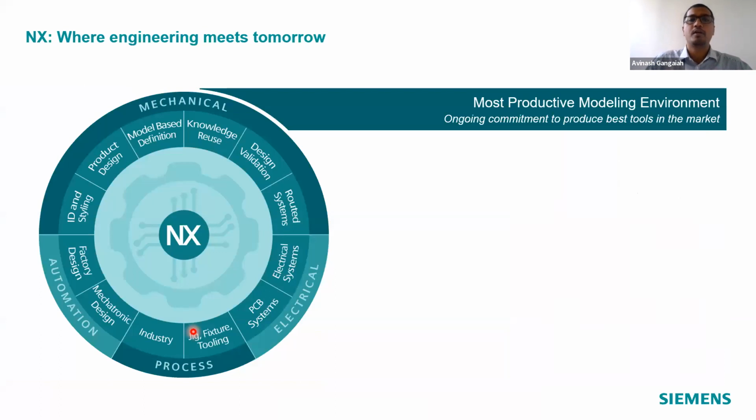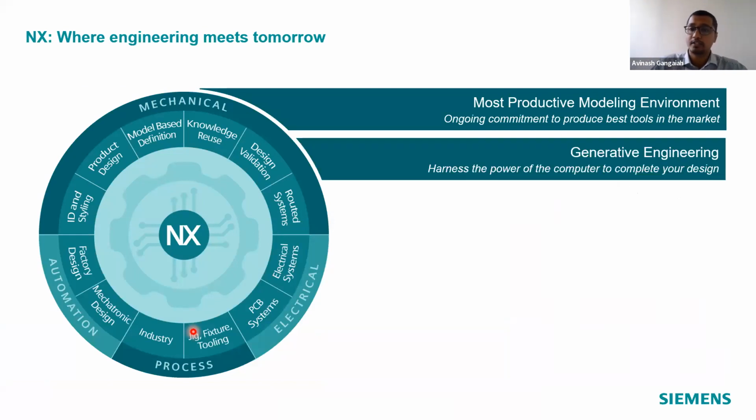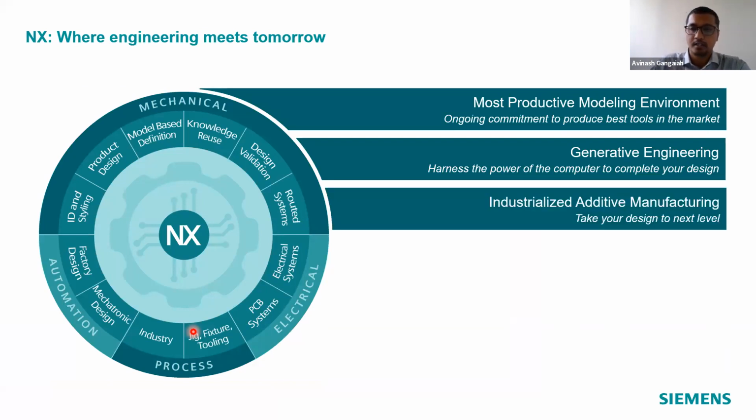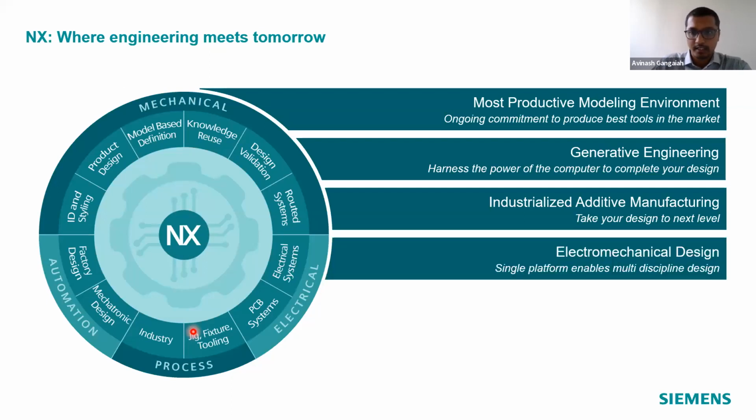We spoke about how the most productive modeling environment will play a vital role in terms of looking at your regular day-to-day workflows. We spoke about our ongoing commitment to produce the best-in-class tools, generative design. Just by using the power of your computer, you can do that. How do you build the next generation product component? I spoke about using additive manufacturing or 3D printing for your production usage, taking your design to the next level.